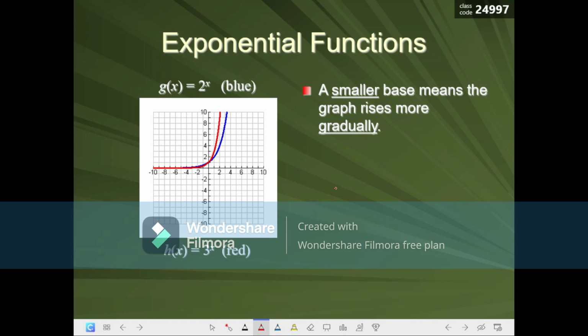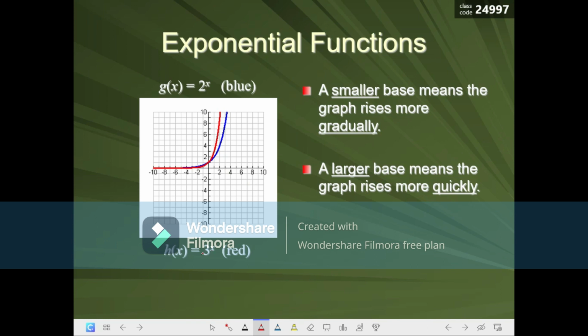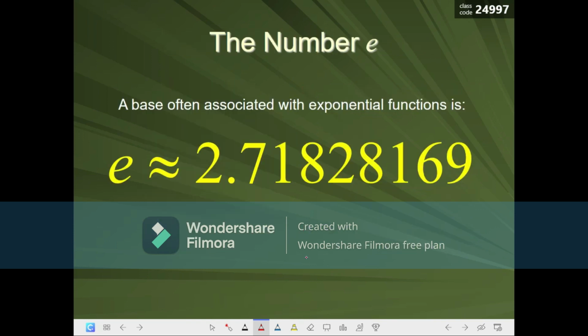Okay, next. A larger base means the graph rises more quickly. So this one is approaching up to the y-axis as the base is increasing or larger. Exponential functions will not have negative bases. Always remember that, based on the definition, the base will never be equal to 0 or less than 0. It's always greater than 0.